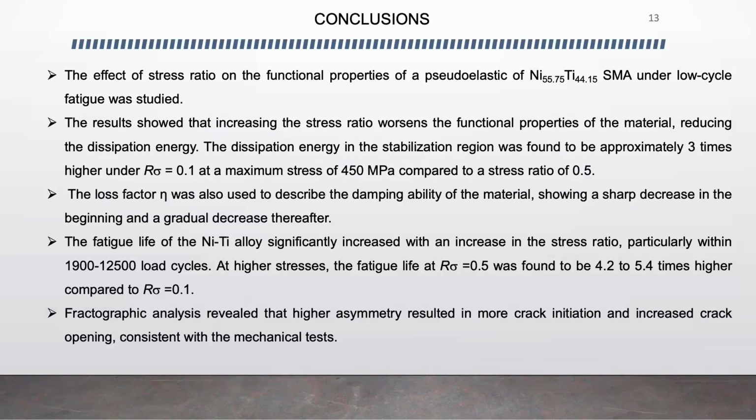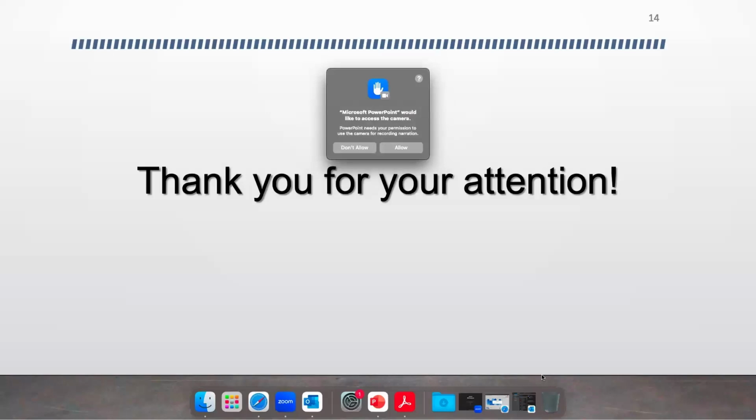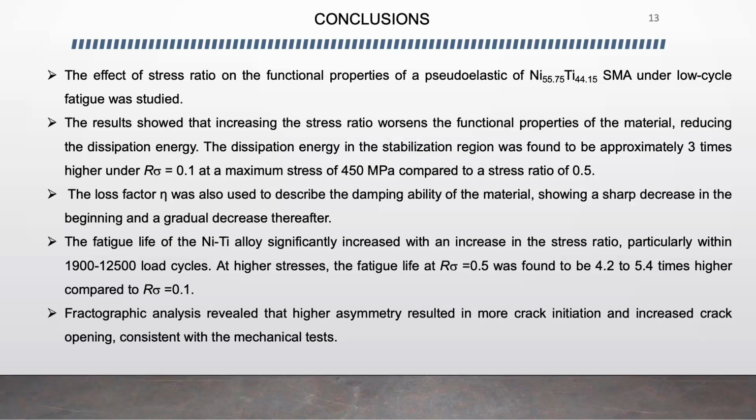The conclusion is the following: the effect of stress ratio was studied in the range of 1,900 to 1,500,000 cycles, and at the higher stresses, the fatigue life at stress ratio 0.5 was found to be 4.2 to 5.4 times higher compared to stress ratio 0.1.